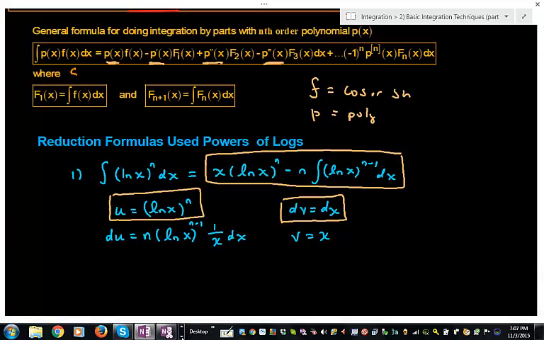Okay, that's all for integration by parts. Next, we're going to study partial fraction decomposition.